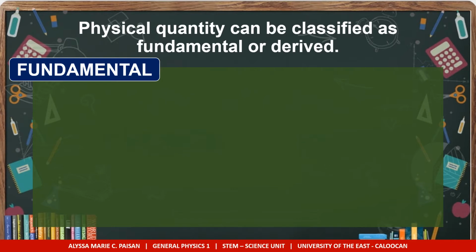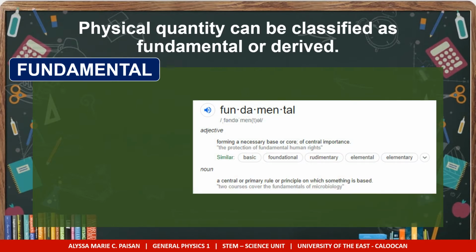Next description of physical quantity, which we will expound, is that physical quantity can be classified as fundamental or derived. What does fundamental mean? According to Merriam-Webster Dictionary, fundamental means forming a necessary base or core of central importance. It is synonymous to basic and foundational. That is why fundamental physical quantities are the basis for other quantities, which are collectively called derived quantities.